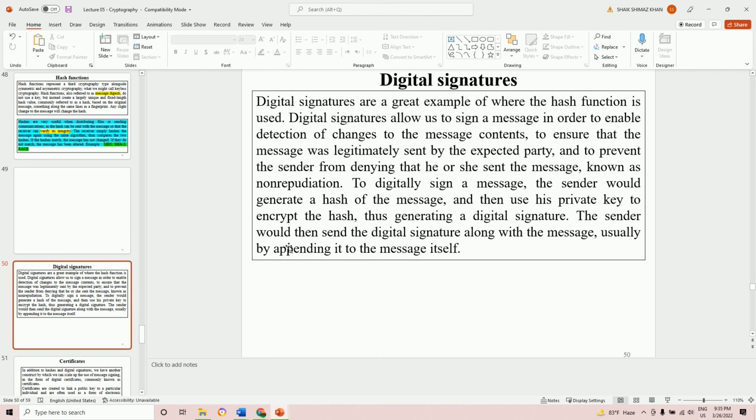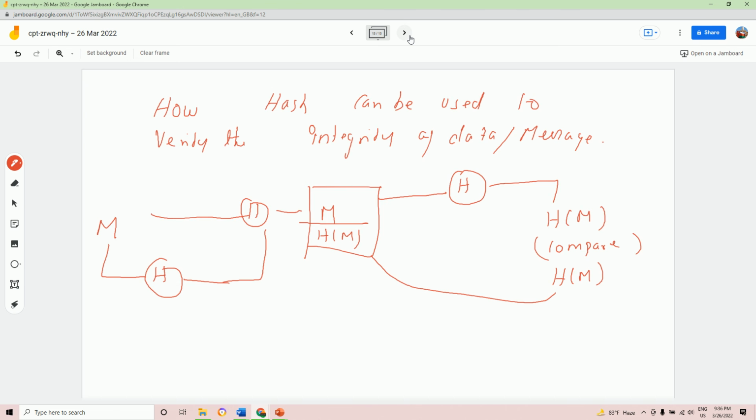So what is a digital signature? Digital signatures are a great example where the hash function is used. A digital signature allows us to sign a message in order to enable detection of changes to the message content, to ensure that the message was legitimately sent by the expected party, and to prevent the sender from denying that he or she sent the message. To digitally sign a message, the sender would generate a hash of the message and use a private key to encrypt the hash. So again students, very easy concept.